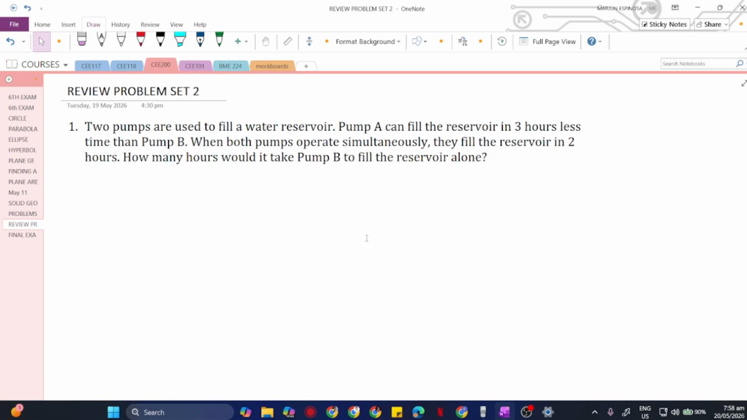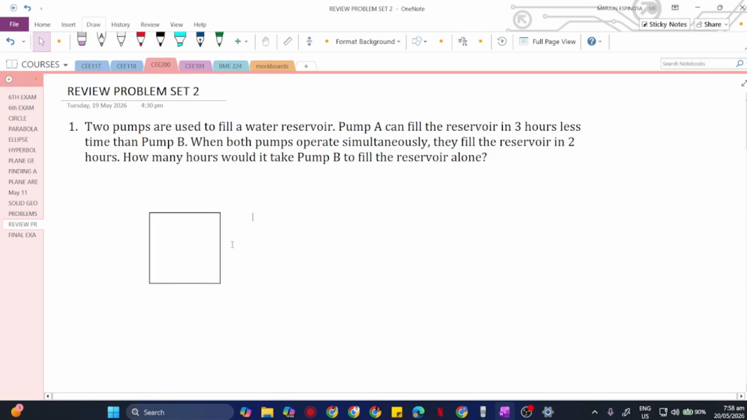Pump A can fill the reservoir in 3 hours less time than pump B. When both pumps operate simultaneously, they fill the reservoir in 2 hours. How many hours would it take pump B to fill the reservoir alone? So, gawa tayo ng parang tank. Ito, class, simple representation of a tank.